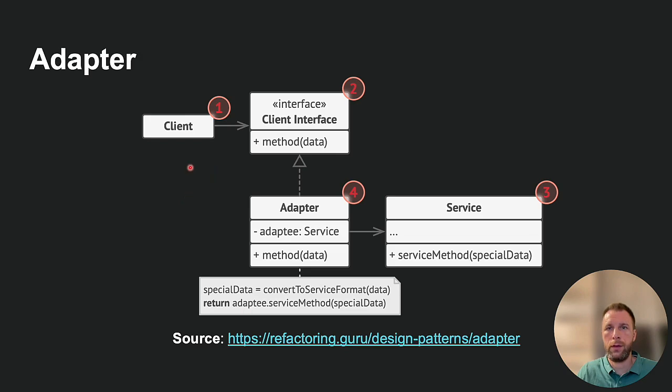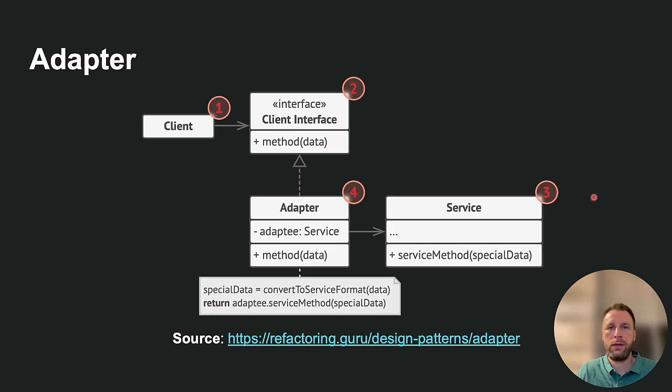Now, when we are looking at the diagram for the adapter design pattern, we see under number 1 the client, which is the code that uses the target interface to interact with the objects. It remains unaware of the specific implementation details of the adaptee and the adapter. Then under number 2 you see our target interface, which defines the interface expected by the client. It represents the set of operations that the client code can use.